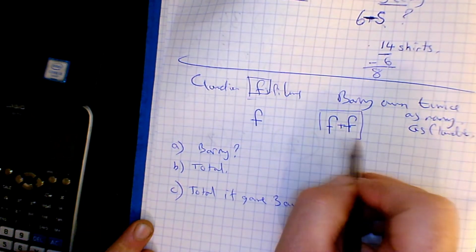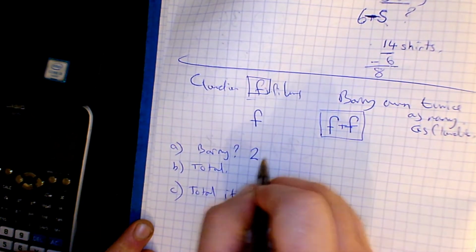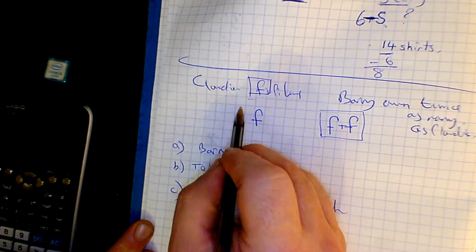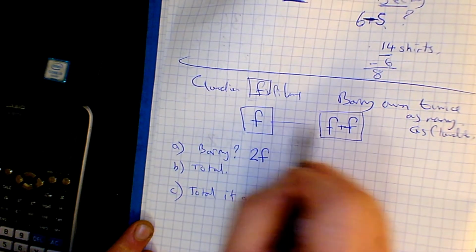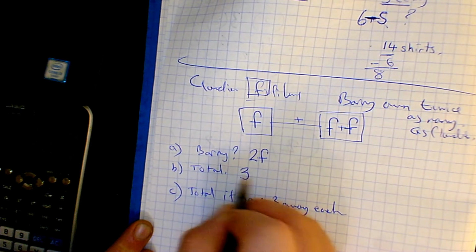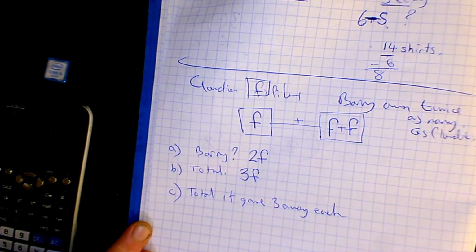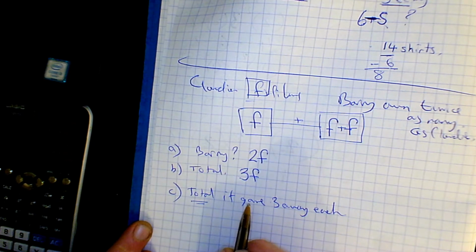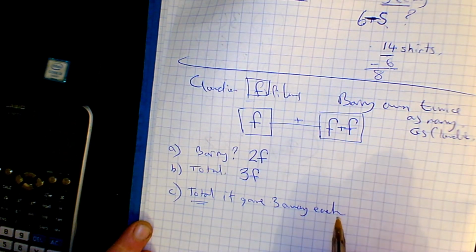So if I add these two together, I've got 2 lots of F. How many in total? If I add these two together, I'll end up with 3 lots of F. And then C, what's the total if we gave 3 away each?